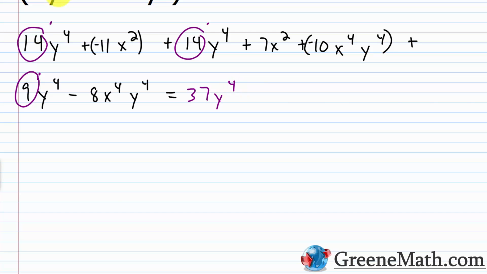For the next one, I have -11x squared. I have 7x squared, and that's all I have there. So -11 plus 7 is -4. So we can put minus 4x squared. And then lastly, I'm going to have this -10x to the 4th power y to the 4th power, and -8x to the 4th power y to the 4th power. So -10 minus 8, or -10 plus a -8, if you wanted to write it like this, again, doesn't matter, you would get -18, right? So -18x to the 4th power y to the 4th power.